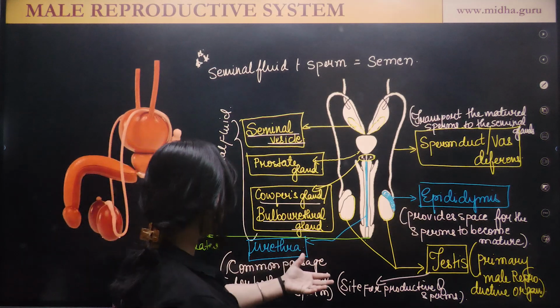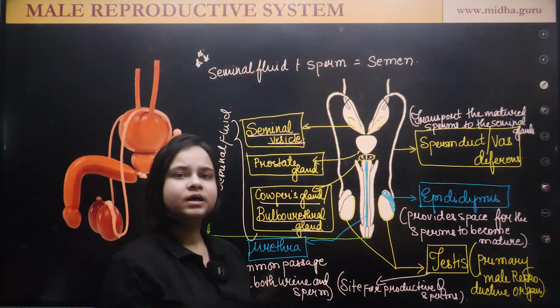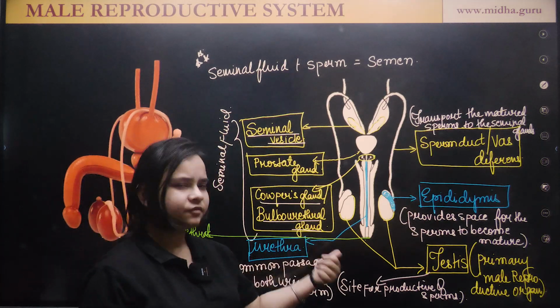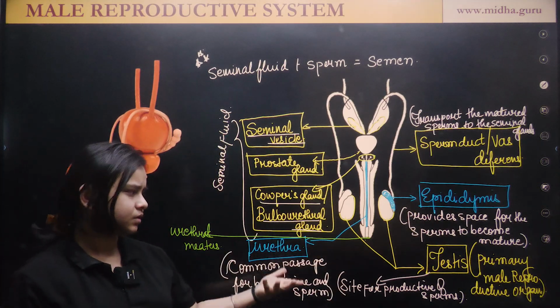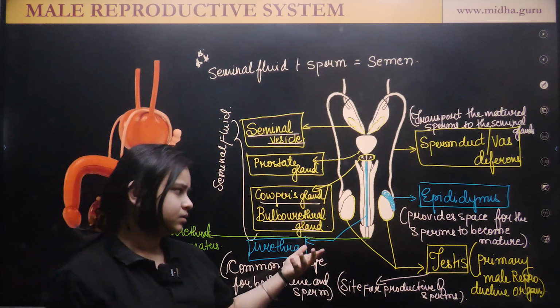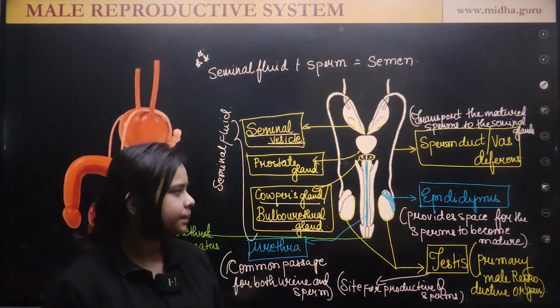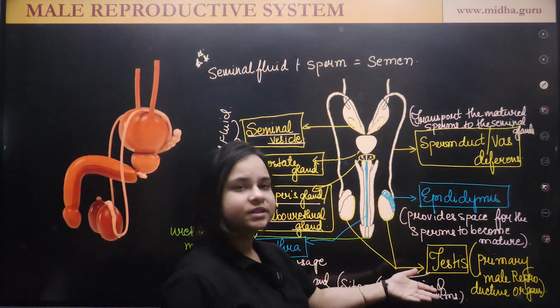Now this urethral meatus is covered by a loose fold of skin. We call this foreskin. This is not required for 10th standard, but if you can remember, it's well and good. So now let's revise it from the beginning.